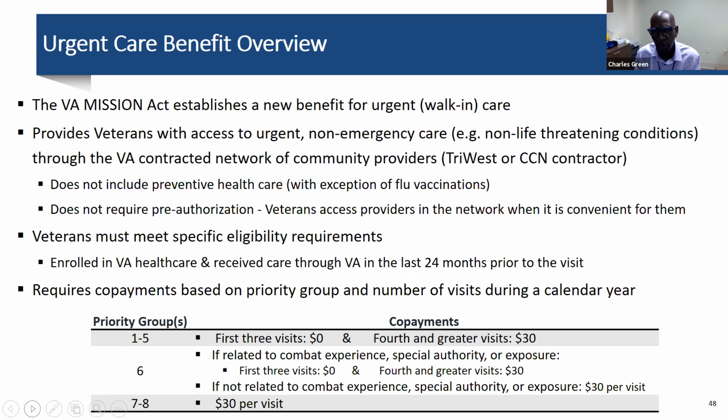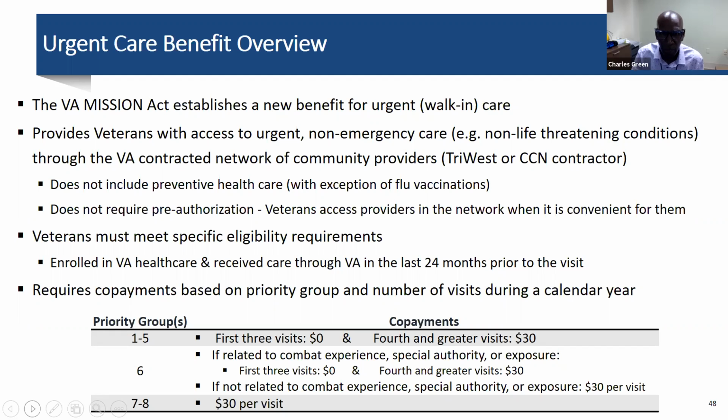First thing you do is get a copy of your DD-214. You can go, as they said, to My HealtheVet, you can go to a business office at a local VA medical facility, or you can go to www.va.gov and do it electronically. Once they verify your active duty and find out if you're service connected or not, you're assigned to a priority group. The priority group will determine if you have a copay or not.